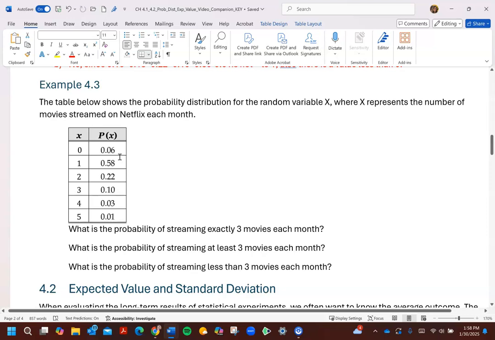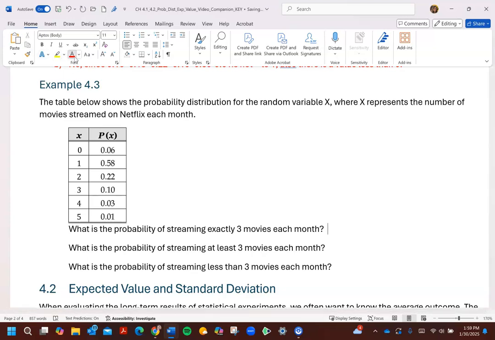If you double check this, they do add up to 1, all the probabilities, and there are no values lower than 0 or higher than 1. So we're good with that. And then we can answer these questions. If I look at the probability of streaming exactly 3 movies each month, I would just look at this row here, and that would be 10%.